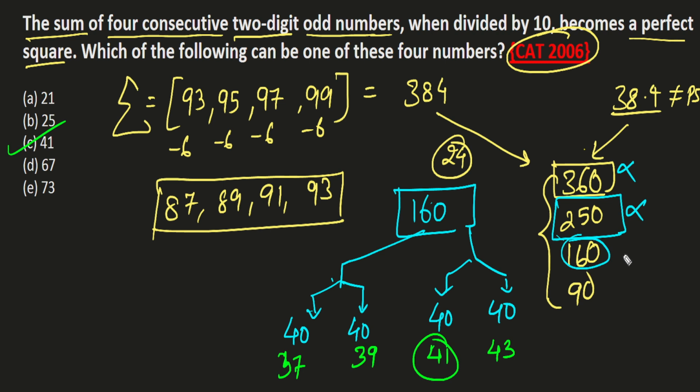Also, if you must at this point, why not, let's check for 90. 90 is again not divisible by 4, so it goes out.